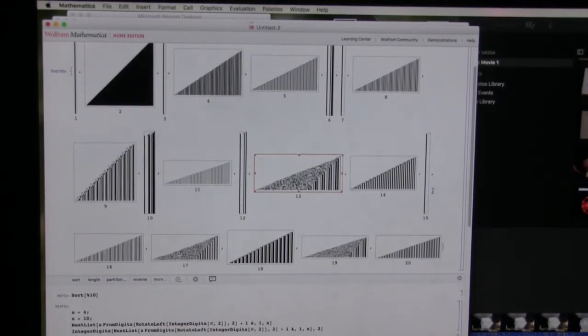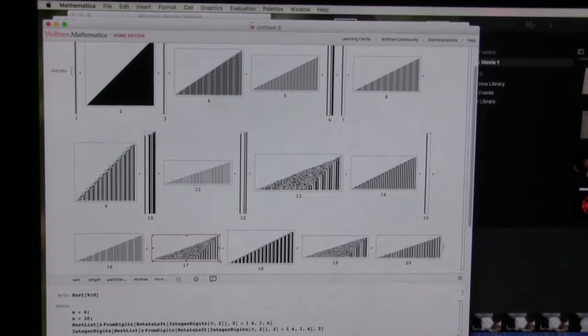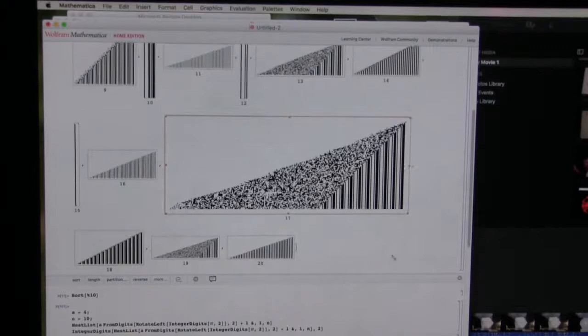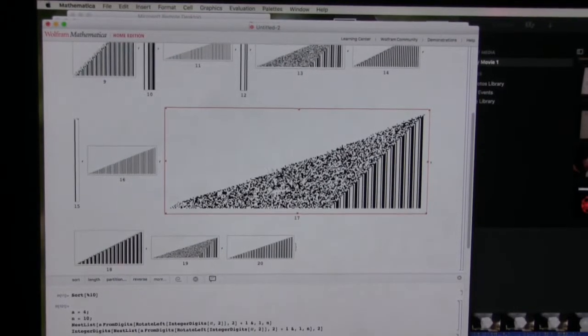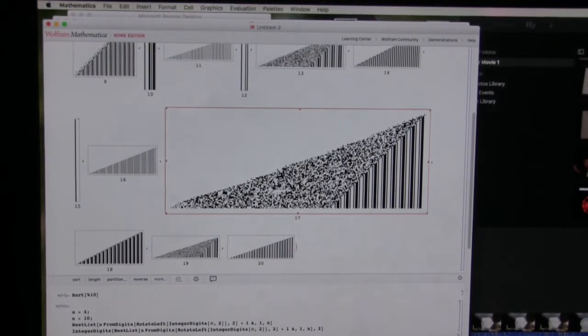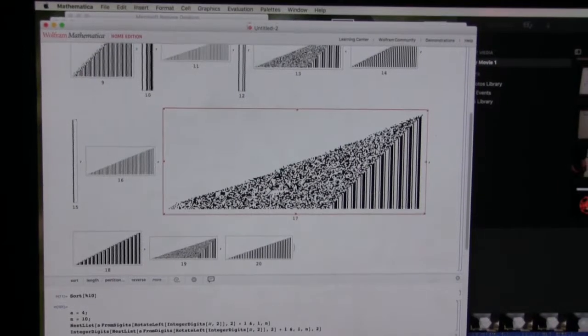14 is regular. 15 sort of looks like 9. Oh, you're right. There's a little structure at the top, but you're right. And then 16. Wait a minute. What's 17? What's going on with 17? Looks like 13 again. But it's not the exact same, and it's not really a triangle.